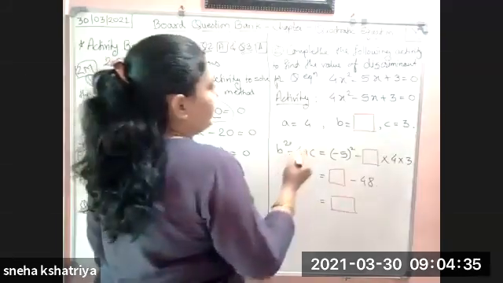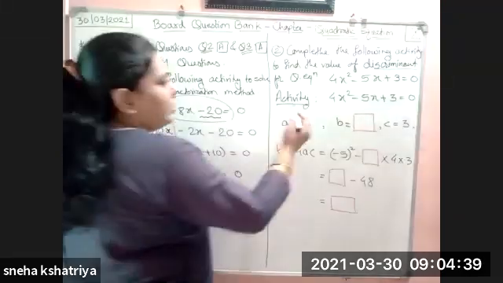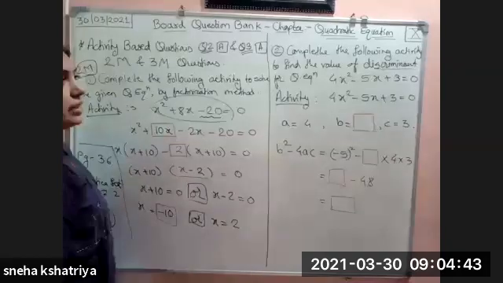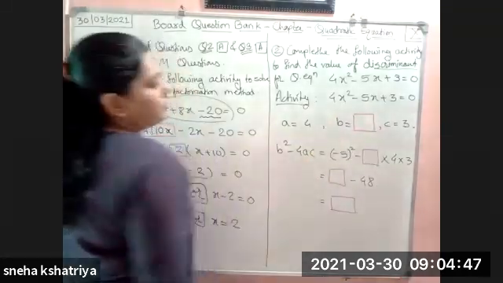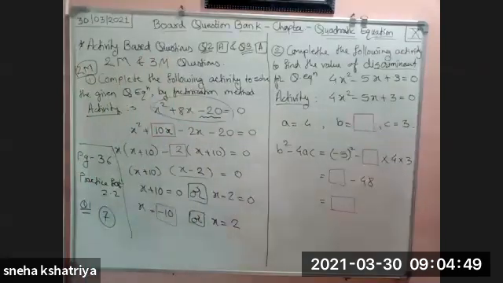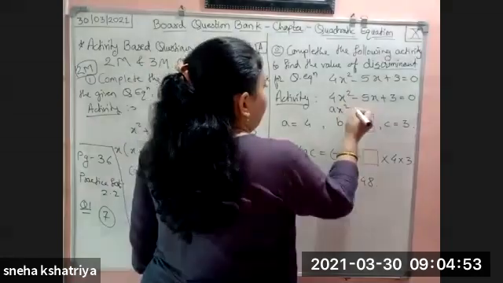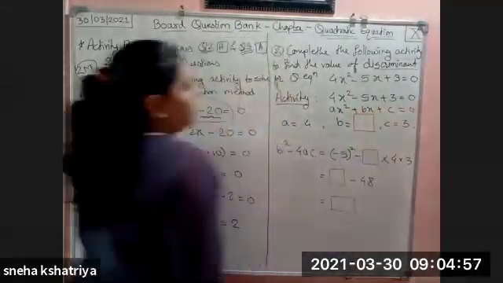Discriminant we have to find out. What is discriminant? b square minus 4ac. For that, they have given us the quadratic equation 4x square minus 5x plus 3 is equal to 0. From this, compare it with the standard equation of a quadratic equation. What is the standard equation of a quadratic equation? It is ax square plus bx plus c is equal to 0.